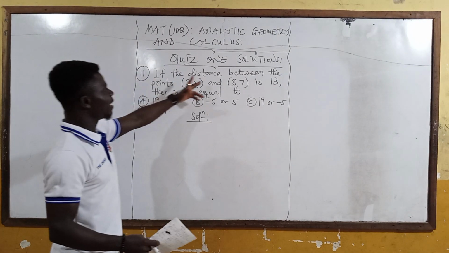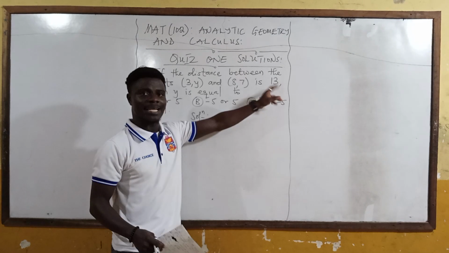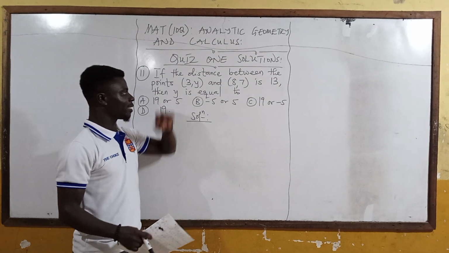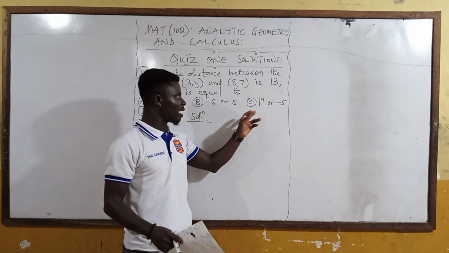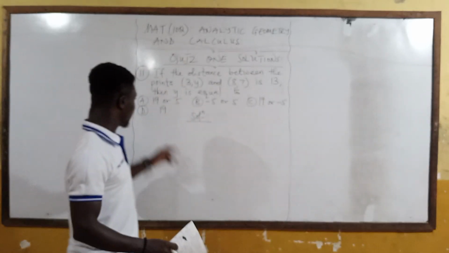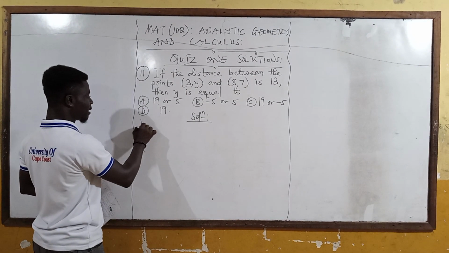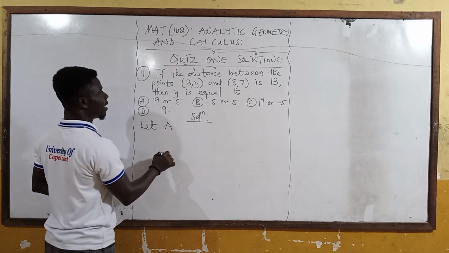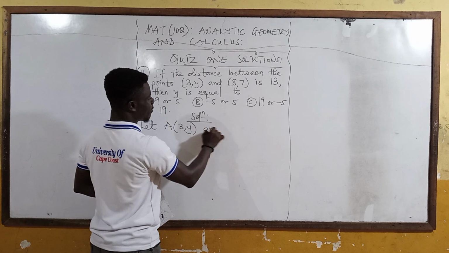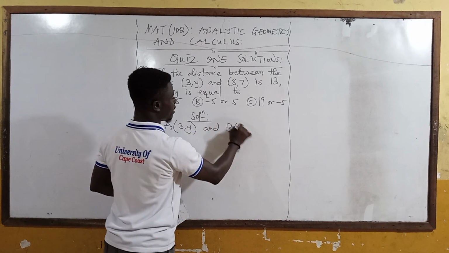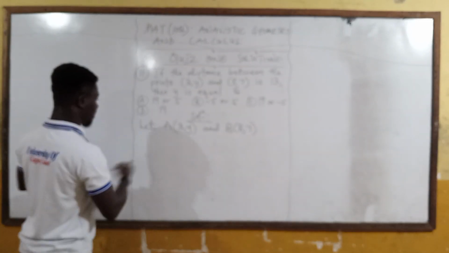So let's see. The distance between the points (3, y) and (8, 7) is 13. Then y is equal to: A, 19 or 5; B, negative 5 or 5; C, 19 or negative 5; or D, 19. So let's see. We start by saying that let point A be (3, y) and point B be (8, 7). So now we are finding the distance.